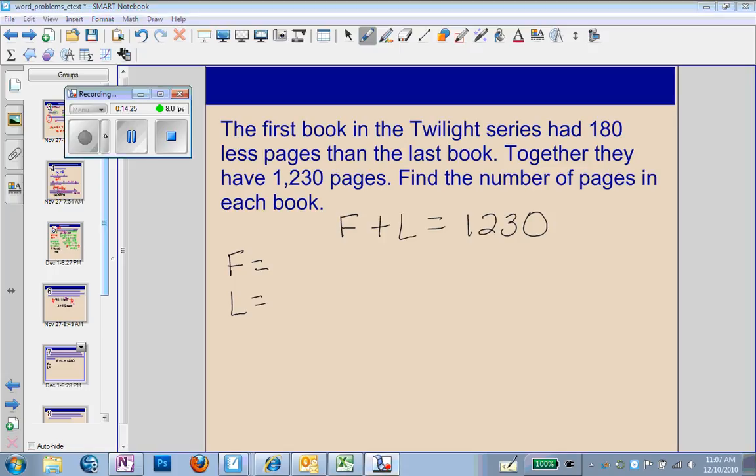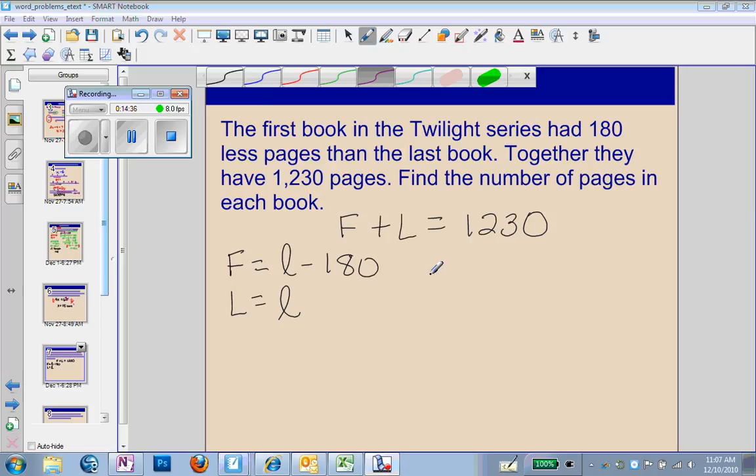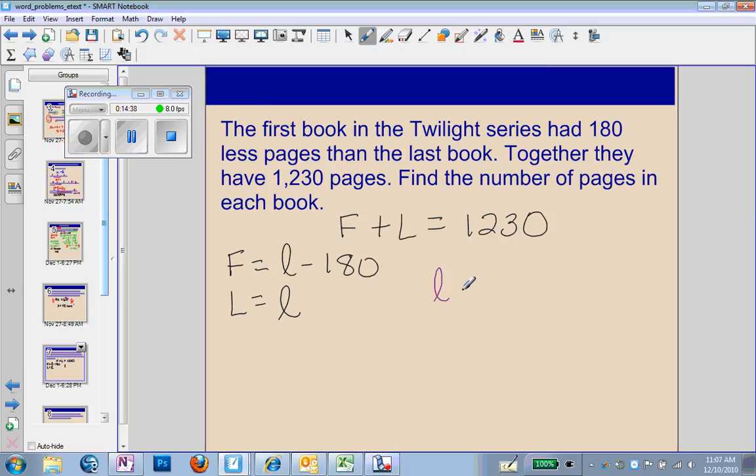So we could say F equals L minus 180. And of course, the last book would be L. So when we substitute F with what we now know, we're going to let it equal L minus 180. And then we're going to substitute the last book with the L, and we have that equaling 1,230.